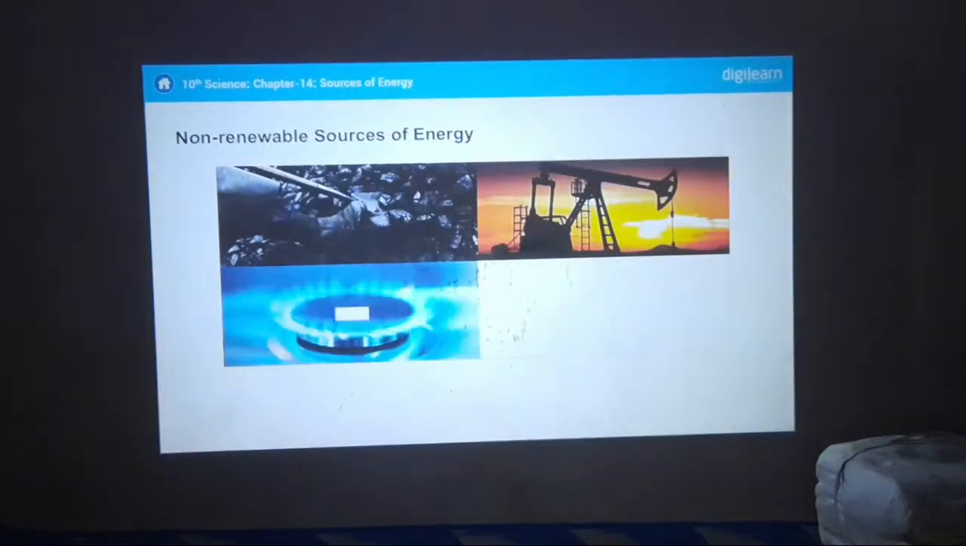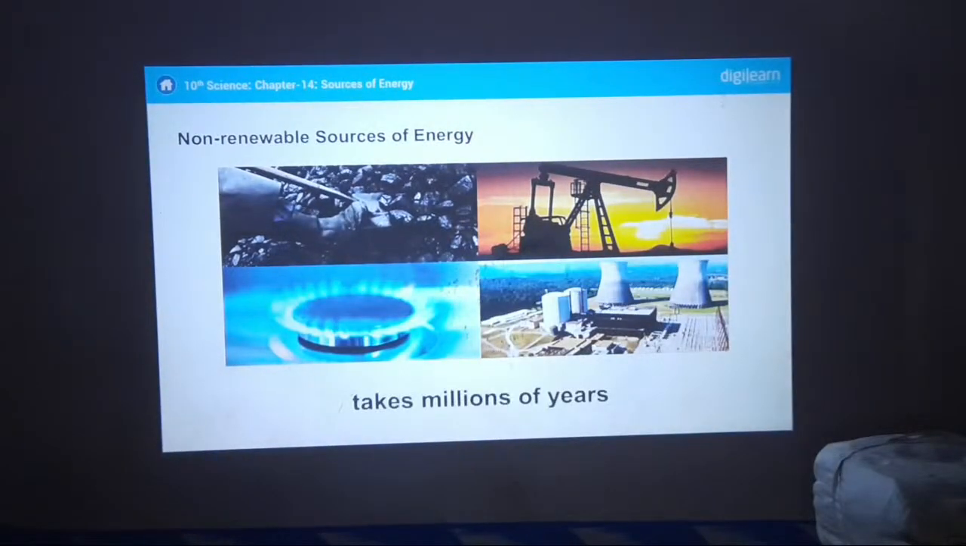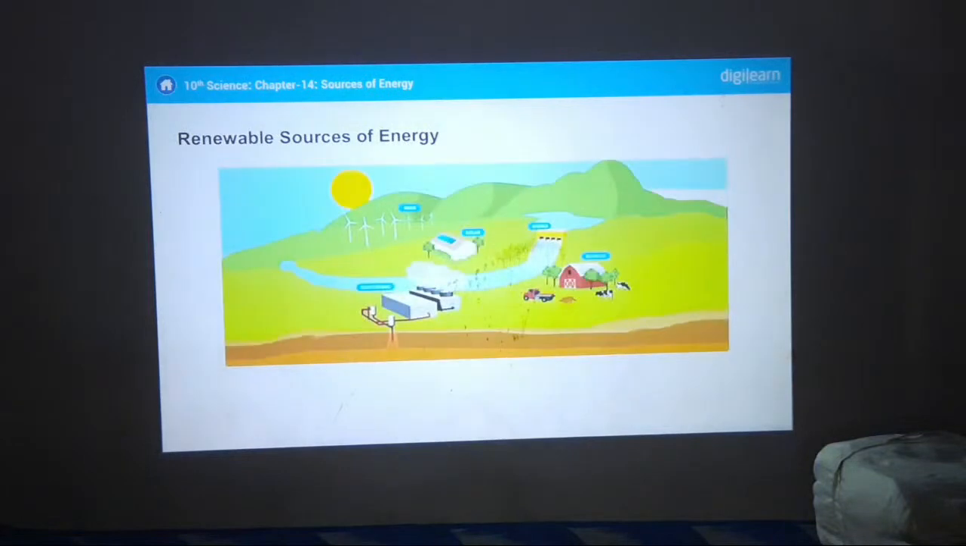Non-renewable sources of energy. It takes millions of years for the formation of fossil fuels. Since they cannot be replenished in the foreseeable future, they are known as non-renewable sources of energy. Renewable sources of energy. Those sources of energy which can be replenished quickly are called renewable sources of energy. Hydel energy, wind energy, and solar energy are examples of renewable sources of energy.